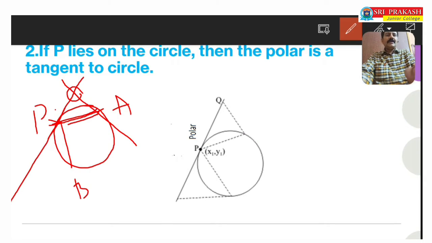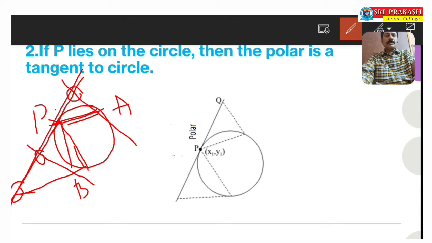Similarly, PB is another chord. Draw the tangent at these points. So draw the tangent at B. At P the tangent is already drawn. This is another point of intersection. Similarly, you can take one more chord also. Even if you take the chord here, draw the tangent. This also meets the same line. So in this case, again all the points of intersection lie on one line. Therefore, this line is called the polar of the point.